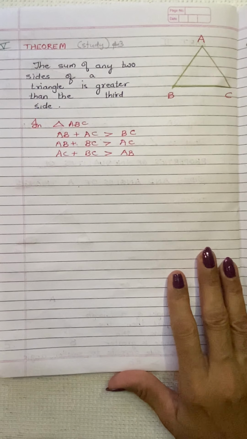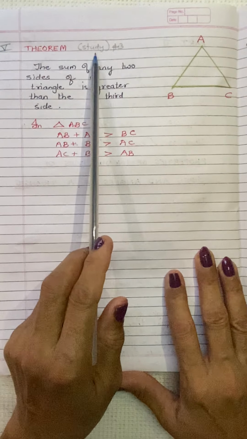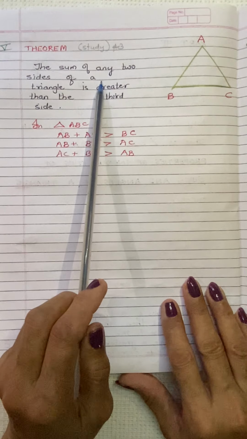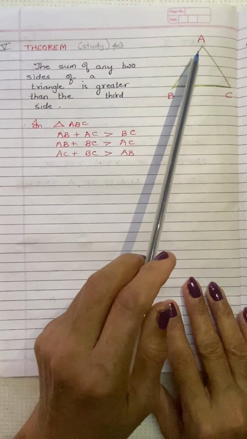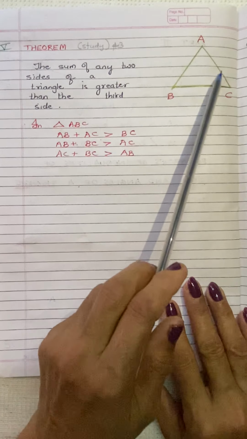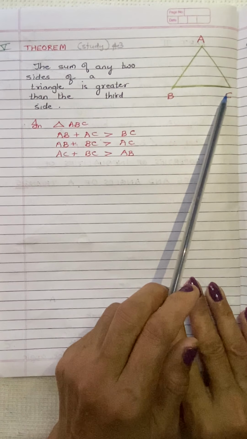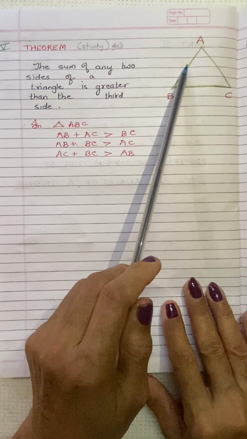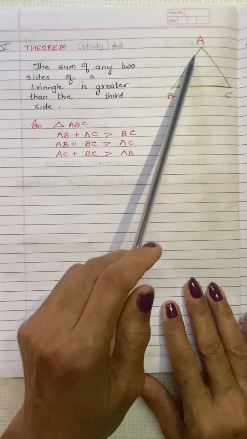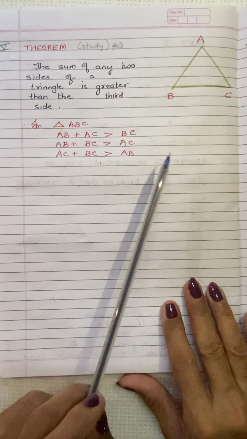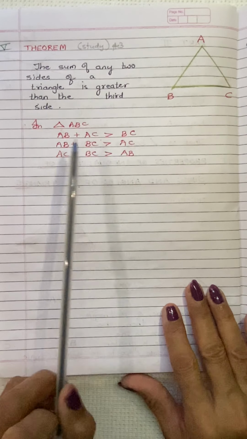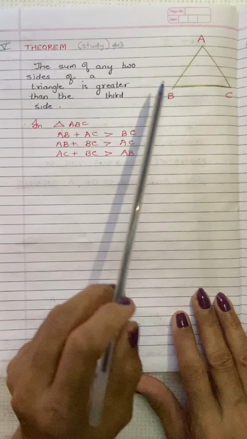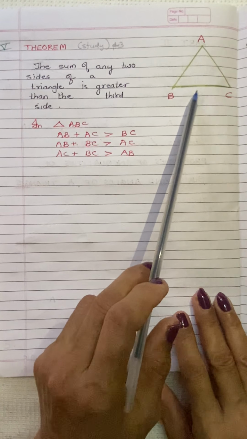Now let's come to the fifth theorem. You can study it on page 43. The sum of any two sides of a triangle is greater than the third side. If I add the length of AB and the length of AC, it should be greater than BC. If I add AC and BC, it should be greater than AB. If I add AB and BC, it should be greater than AC. So AB plus AC is greater than BC, AB plus BC is greater than AC, and AC plus BC is greater than AB. Any two sides, every time I add, should be greater than the third side.